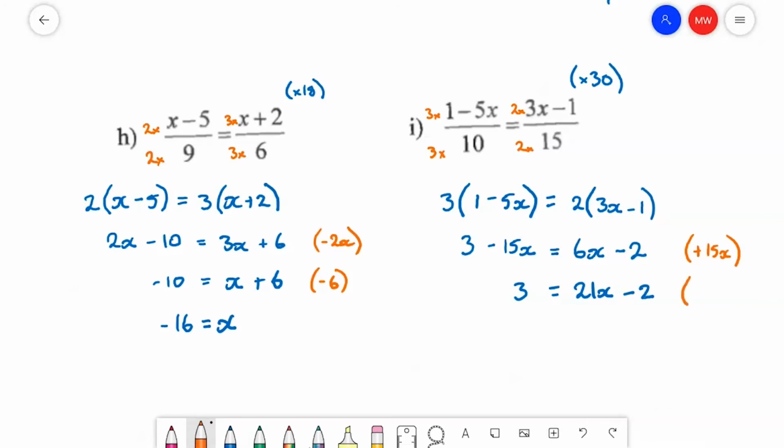Let's add 2 to both sides. And now we'll have 5 and 21x's. Let's divide by 21 on both sides. And we'll have 5 over 21 being equal to x.